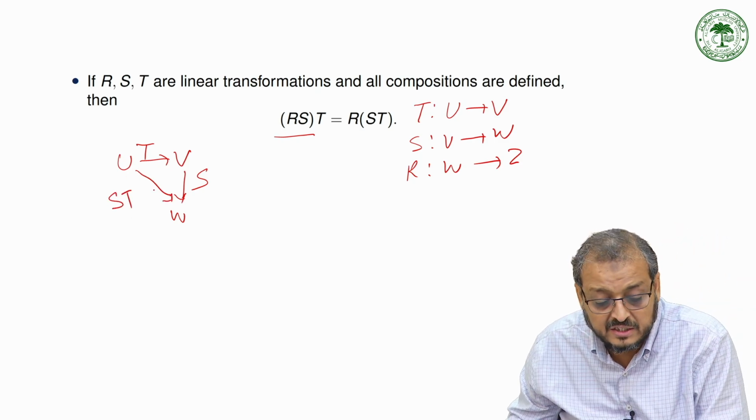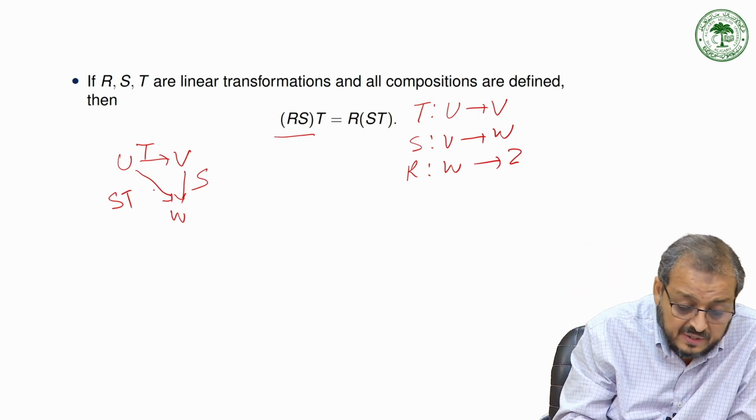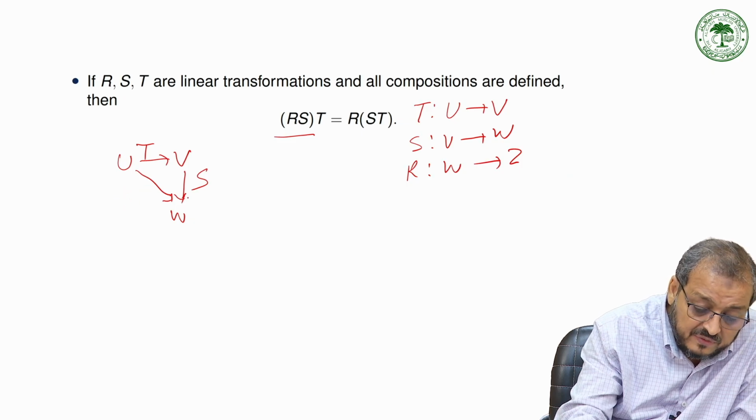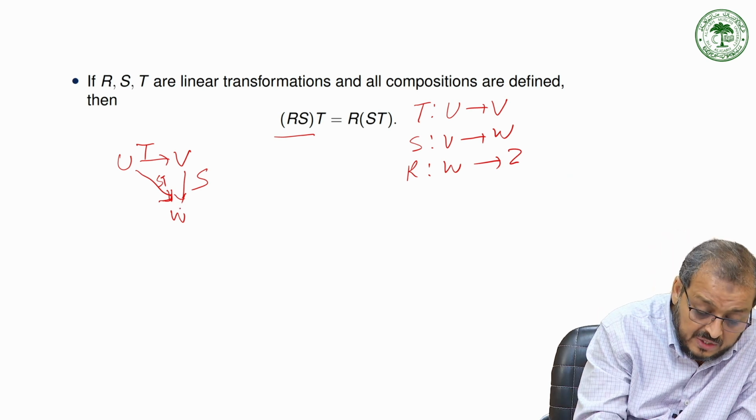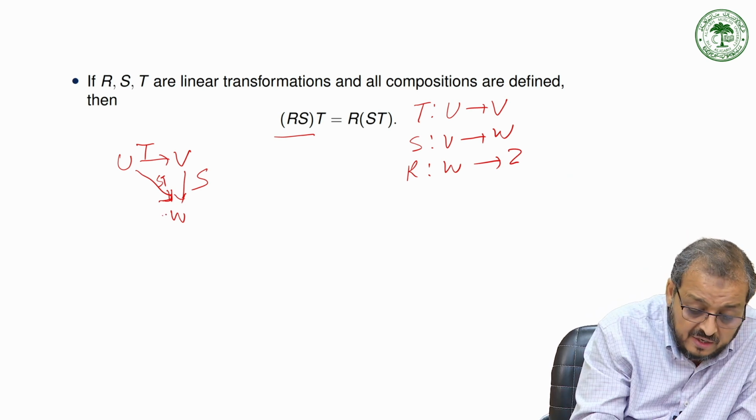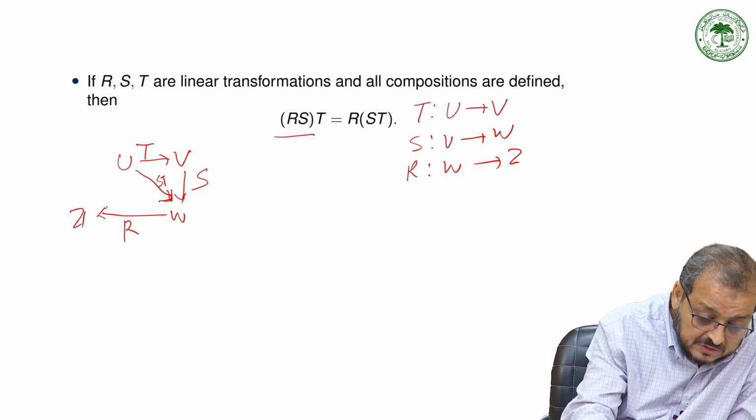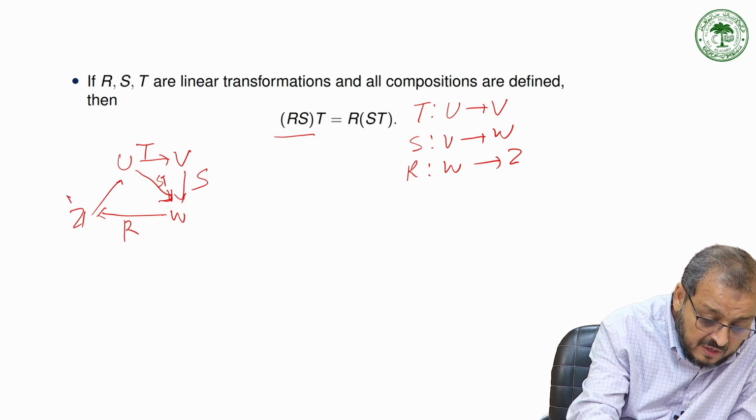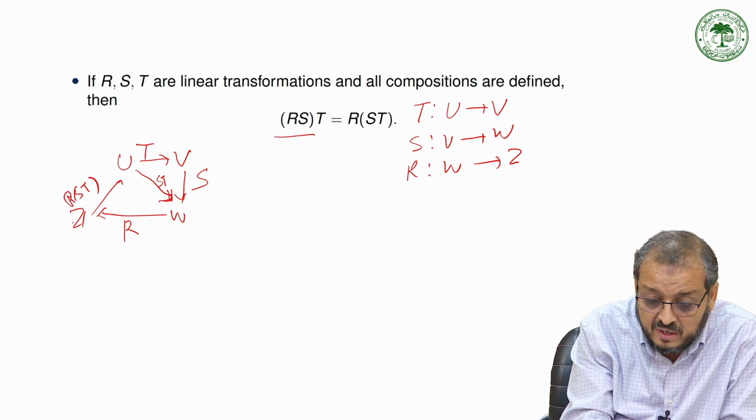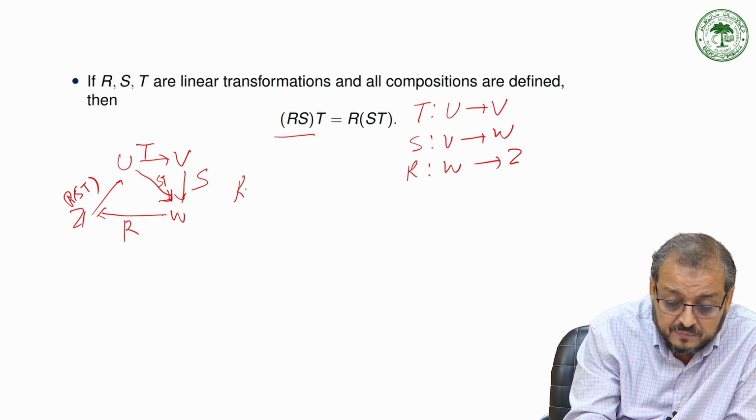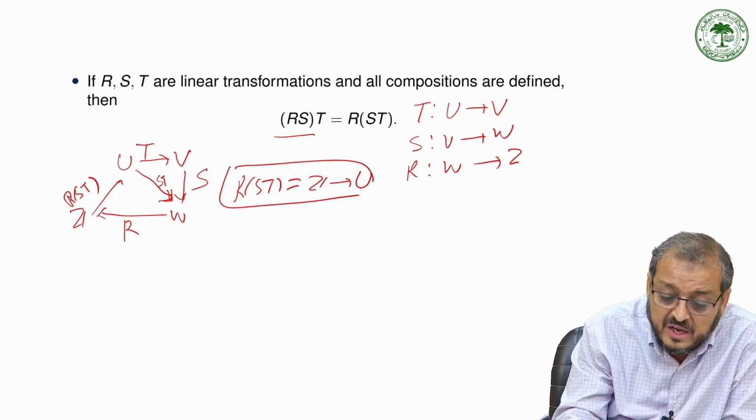The ST is a map from U to W, and now we can define a map from W to Z, which is R. Now we define R over ST, so we can say that R of ST is a map from U to Z.